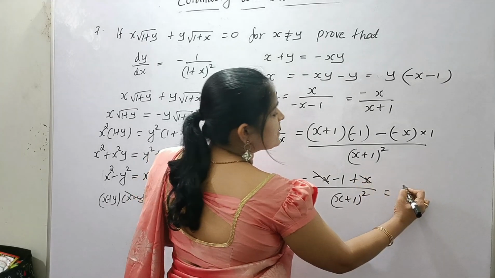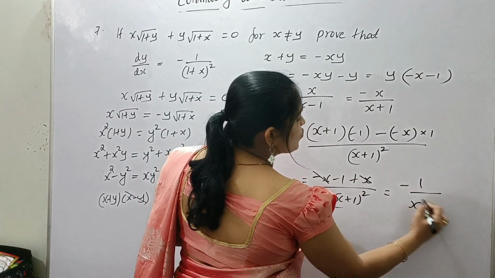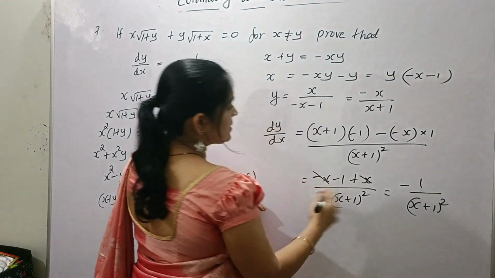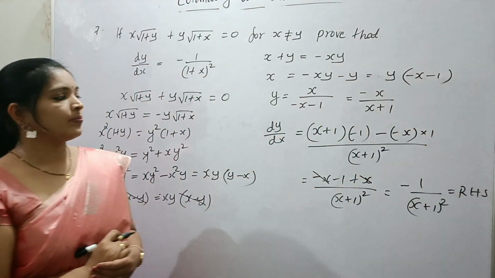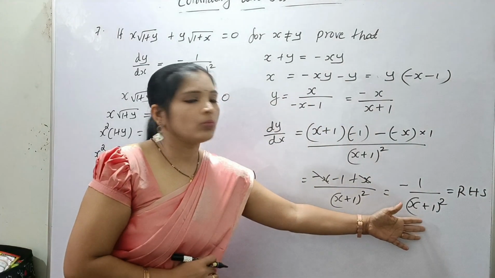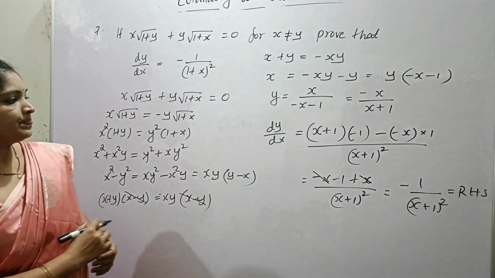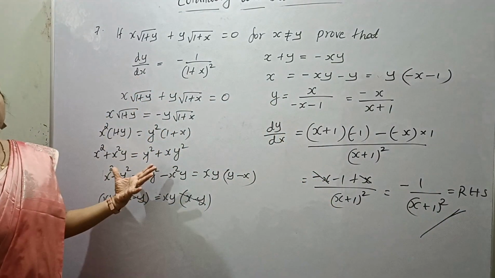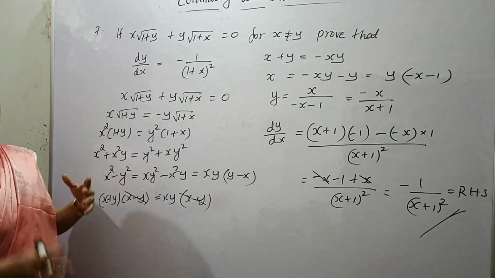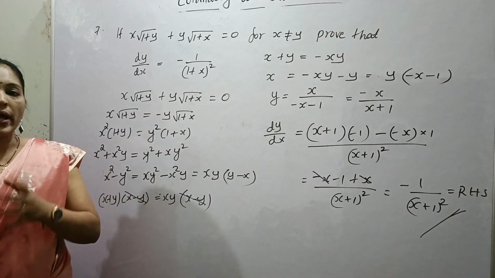Minus x plus x cancelled. So minus 1 by x plus 1 whole square. That is RHS. That is equal to RHS. Hence it is proved. Okay. This one is what we had to prove. So first of all you have to simplify. Okay, you have to simplify to make it in the form of y is equal to x terms.